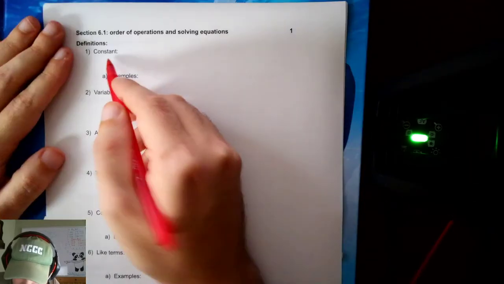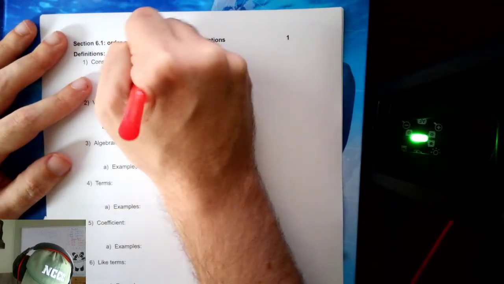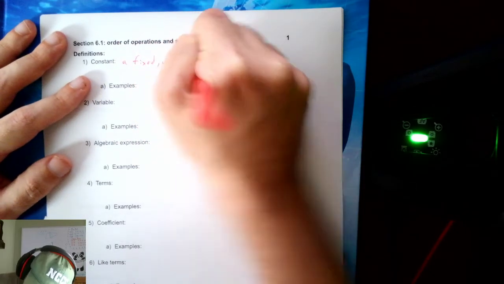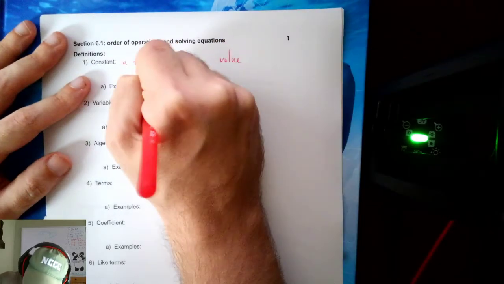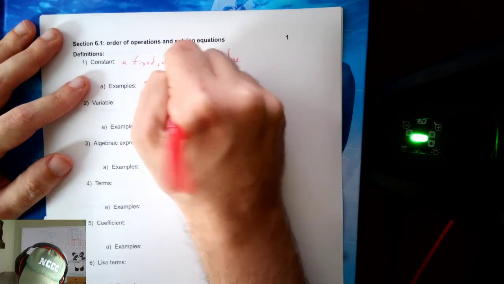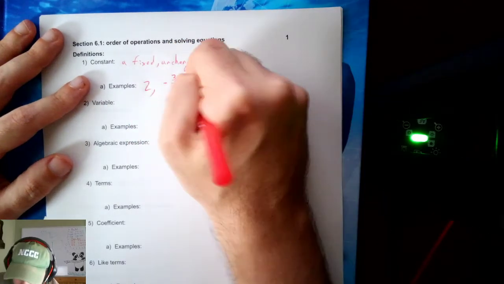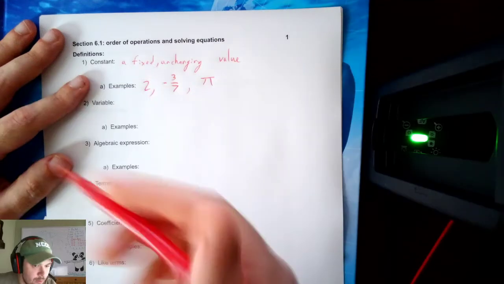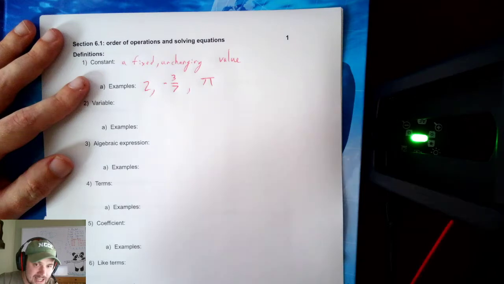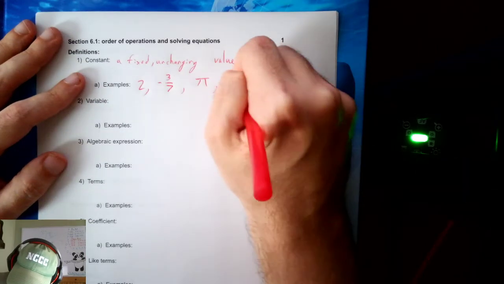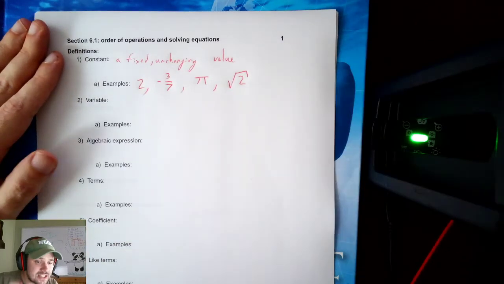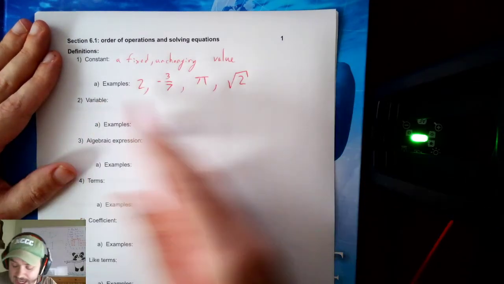The first is a constant, which is a fixed, unchanging value. It's always the same number. Some examples: the number 2, maybe negative 3/7. Always the same number, right? Pi, it's always 3.141592, and so on and so forth. It's infinitely long, but it's always the same. Maybe another example, the square root of 2. Once again, it's an infinite decimal, right? But it's always the same decimal.